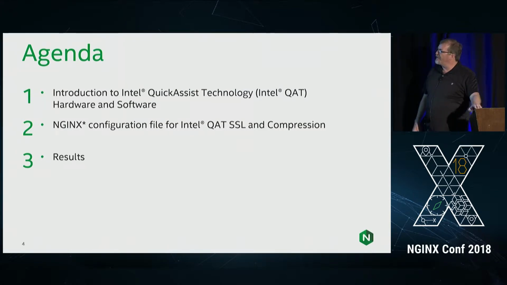So I'm going to do it in three parts. I'm going to do a brief introduction to the Quick Assist technology itself. I'm going to go over the bits of the NGINX configuration file that we used for establishing the SSL and the compression, and then the results.